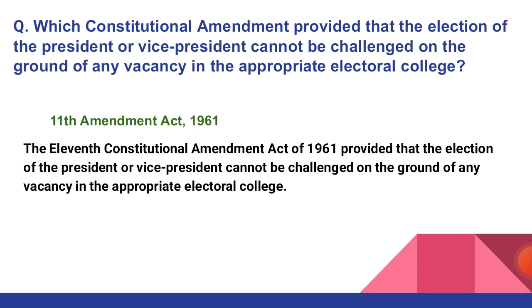Here the next question is, which constitutional amendment provided that the election of the president or vice president cannot be challenged on the ground of any vacancy in the appropriate electoral college? Here the correct answer is the 11th Amendment Act in the year 1961. The 11th Constitutional Amendment Act of 1961 provided that the election of the president or vice president cannot be challenged on the ground of any vacancy in the appropriate electoral college.